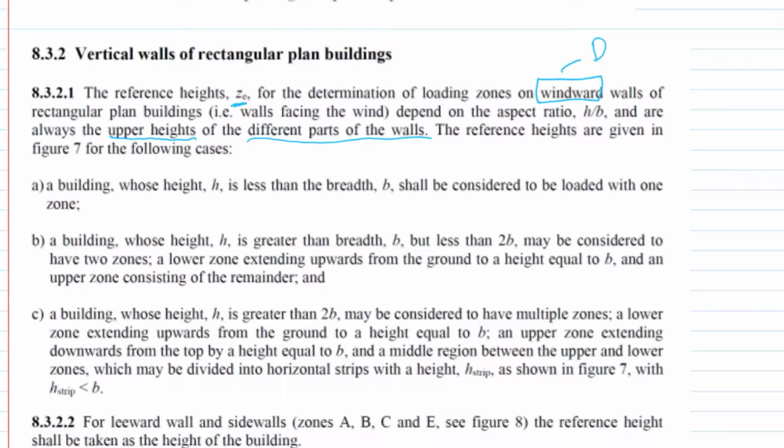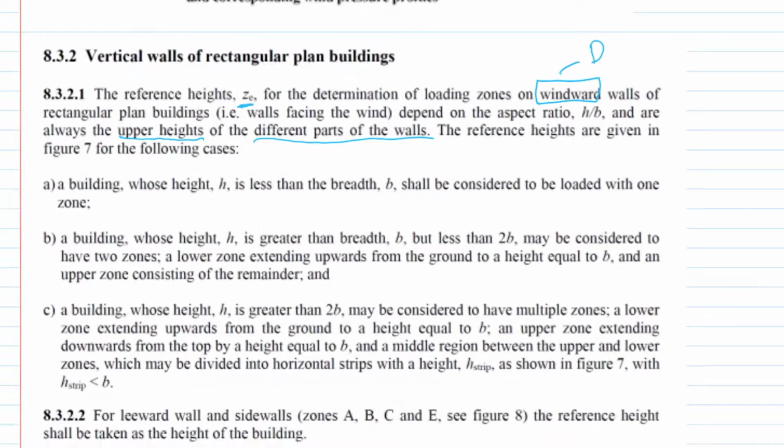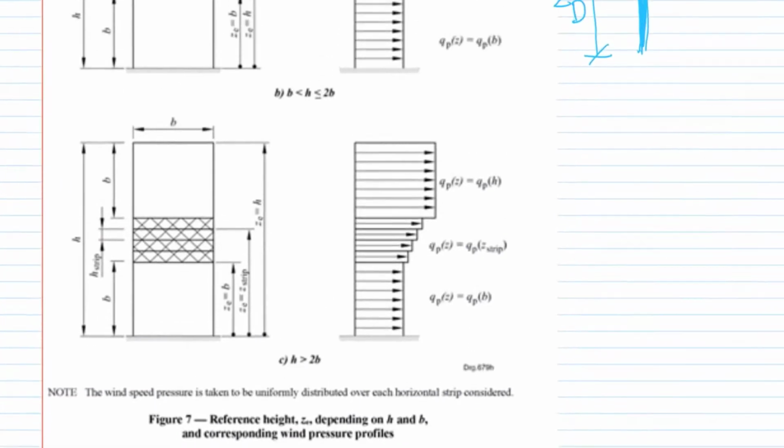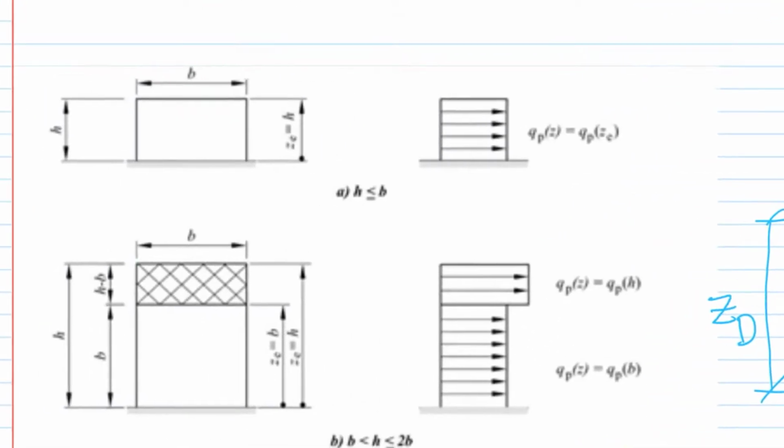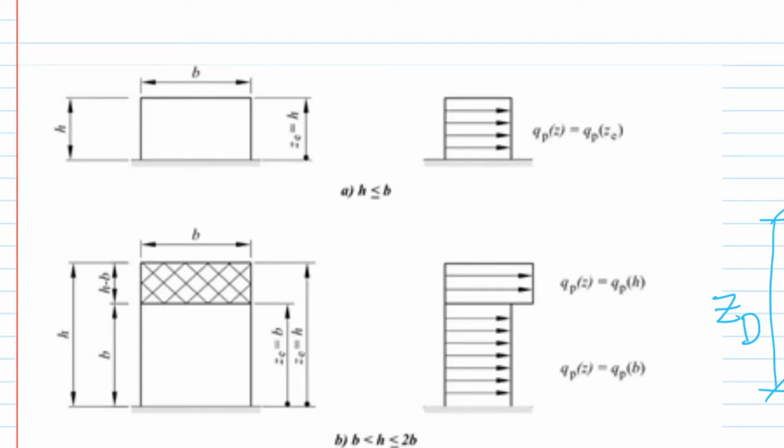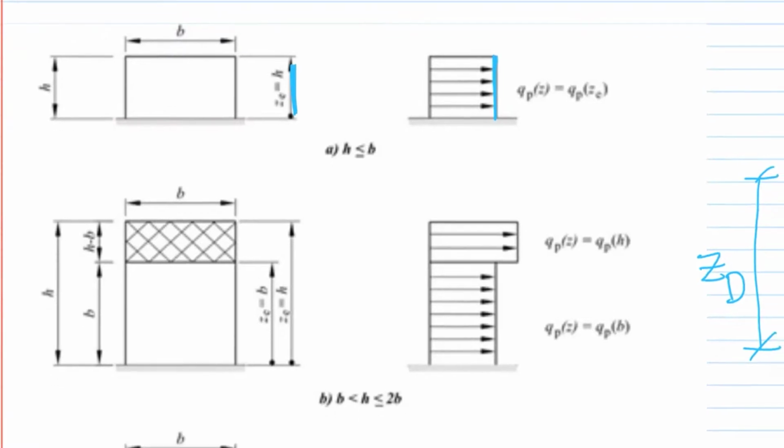So look at the wall it hits, and that would be the height used. The reference heights are given in figure 7 for the following cases. And now, depending on how tall and thin your building is, you may have one zone, a uniform zone, or to become progressively more and more economical for tall, thin buildings, you have progressively more zones. So for most buildings, and especially in this course, we just have a uniform zone, a single pressure with a single height. There is our height of the building, the height we use to calculate pressures.